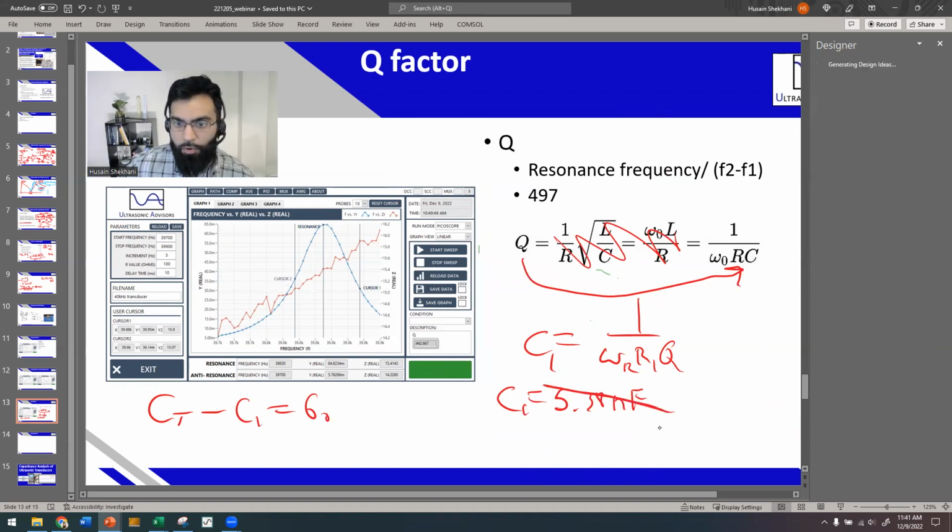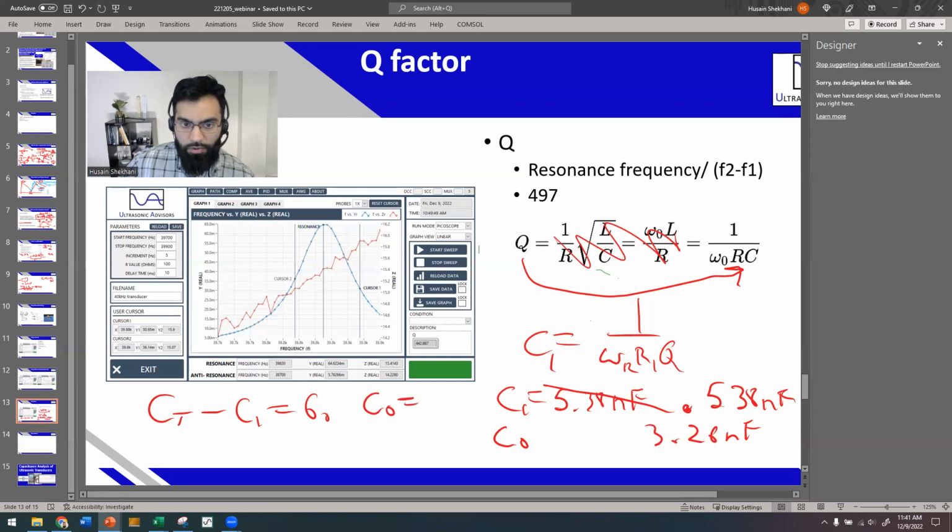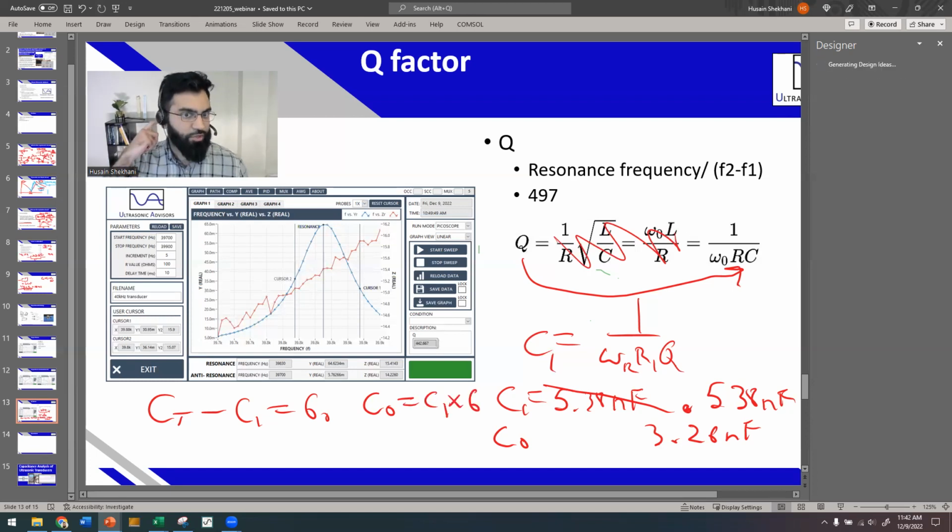This is actually 0.538 nanofarads, and C0 equals what? 3.26 nanofarads. So it's much larger. C0 is like C1 times about 6, you could say. So it's 6 times larger.